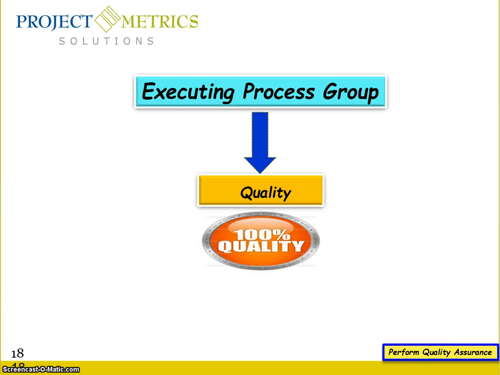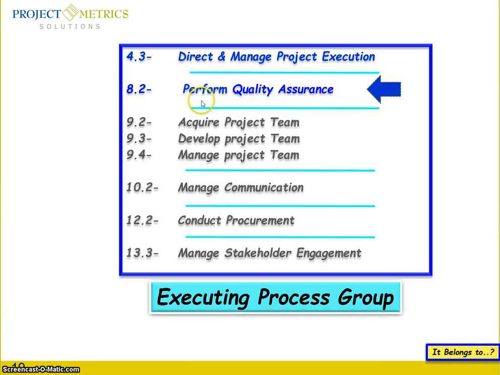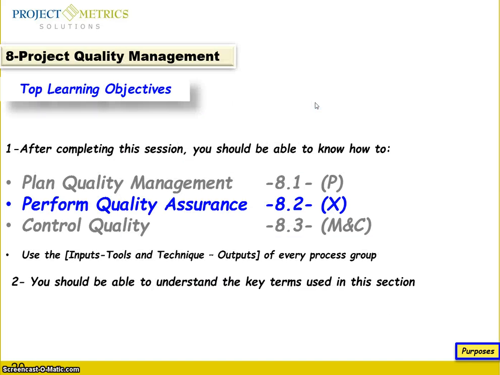Now let's start with quality. The quality process here is perform quality assurance. It belongs to project quality management. According to the PMBOK guide, in quality management you first plan, then you perform quality assurance, and then you control. So we are focusing only on the executing process group.